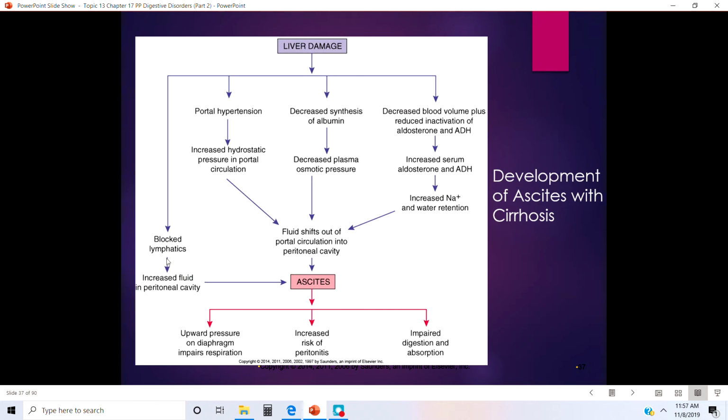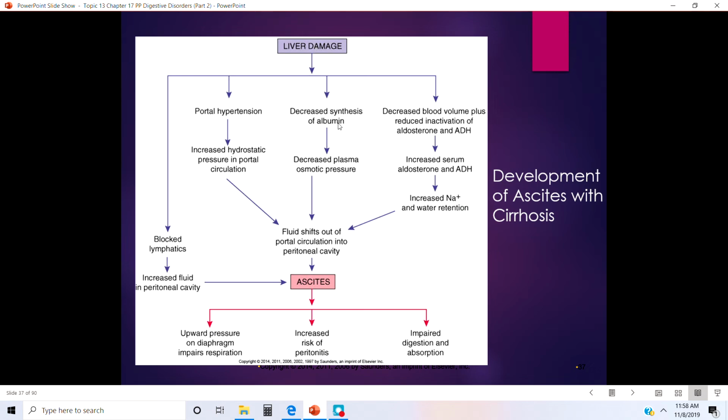That also will cause a backup of lymph, and that will cause fluid to go into the abdominal cavity, so that can cause ascites. The portal hypertension, I spoke about that already. As the blood pressure goes up in the hepatic portal vein and then all the veins going to the liver, that increases the hydrostatic pressure. And if you remember from A&P2, hydrostatic pressure is a pushing pressure, right? It pushes plasma out of the bloodstream, and now the fluid goes into the abdominal cavity.